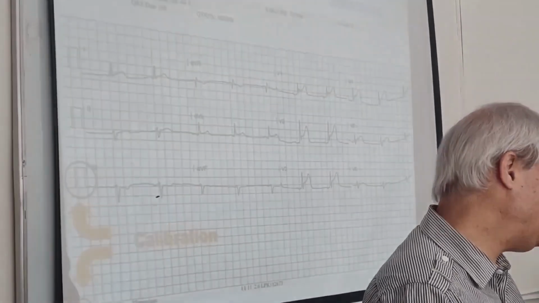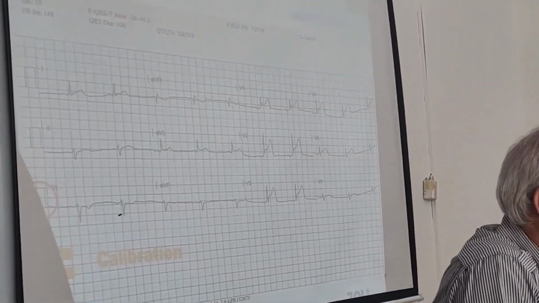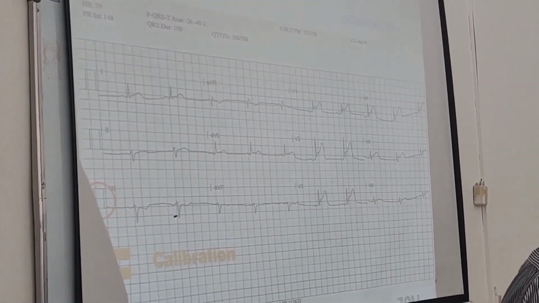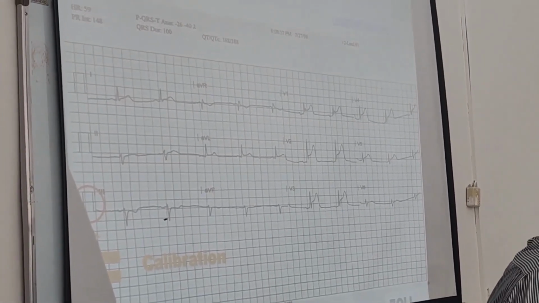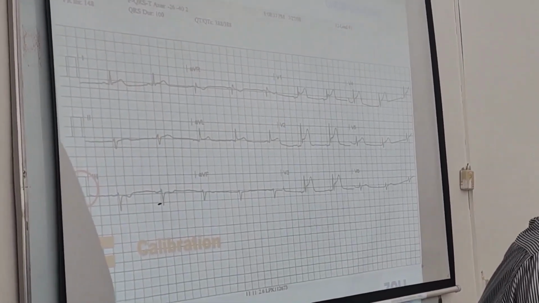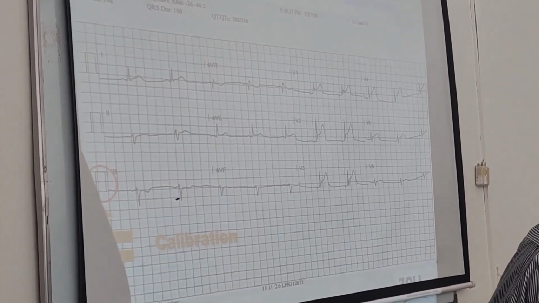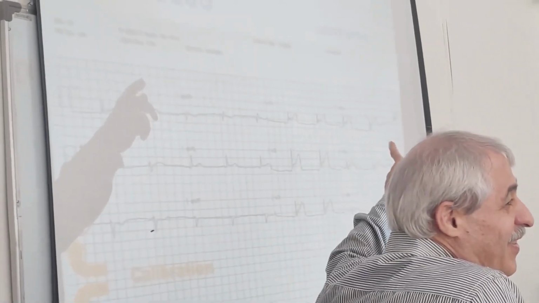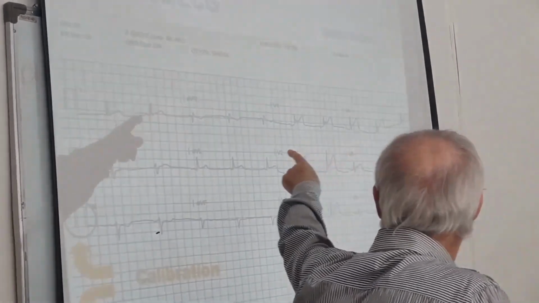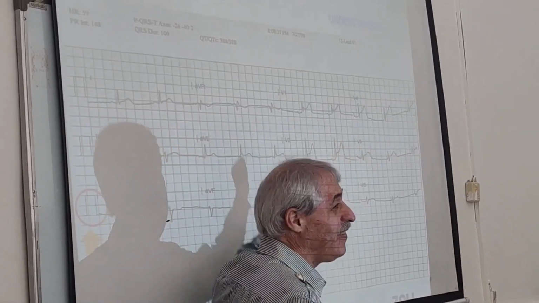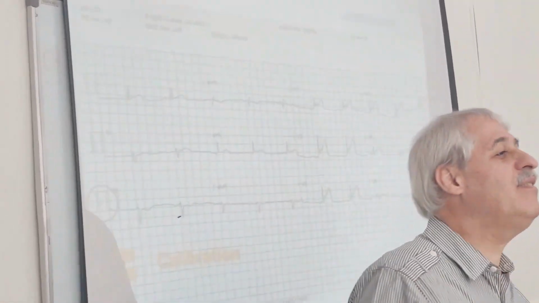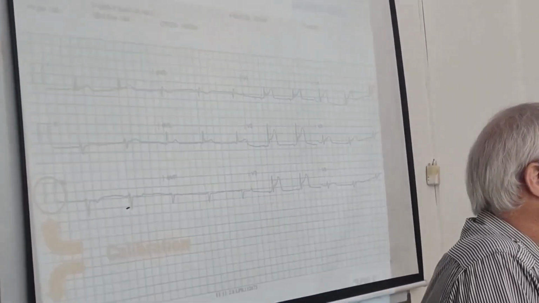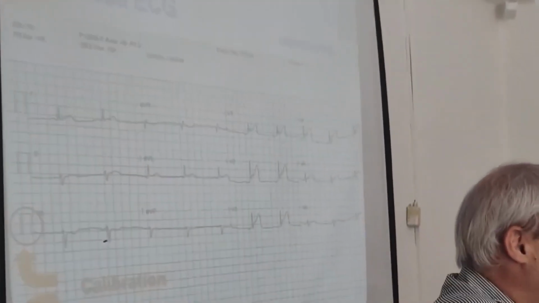Take a look at this example. In AVR, take a look at the AVR. The net deflection is 0. Am I right? It means that AVR is equiphasic here.